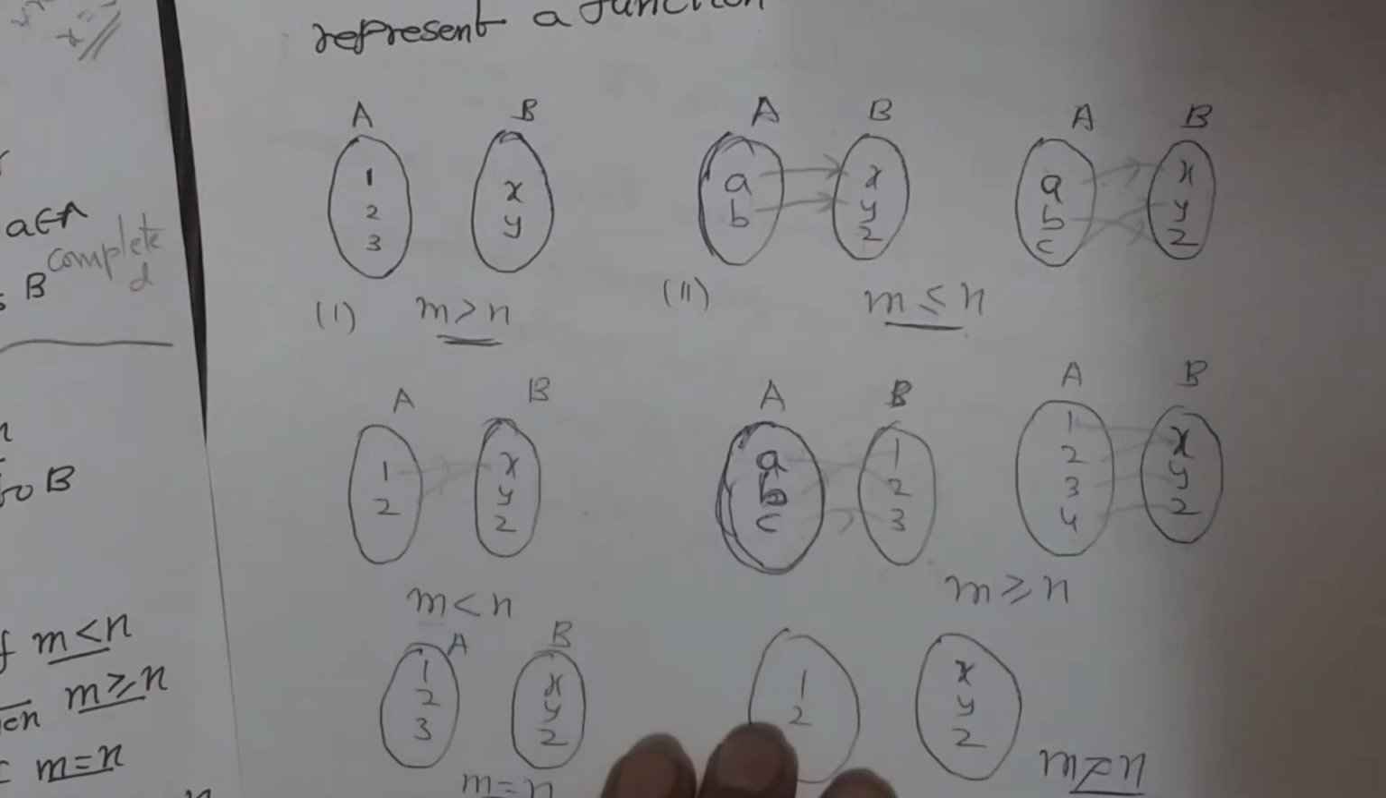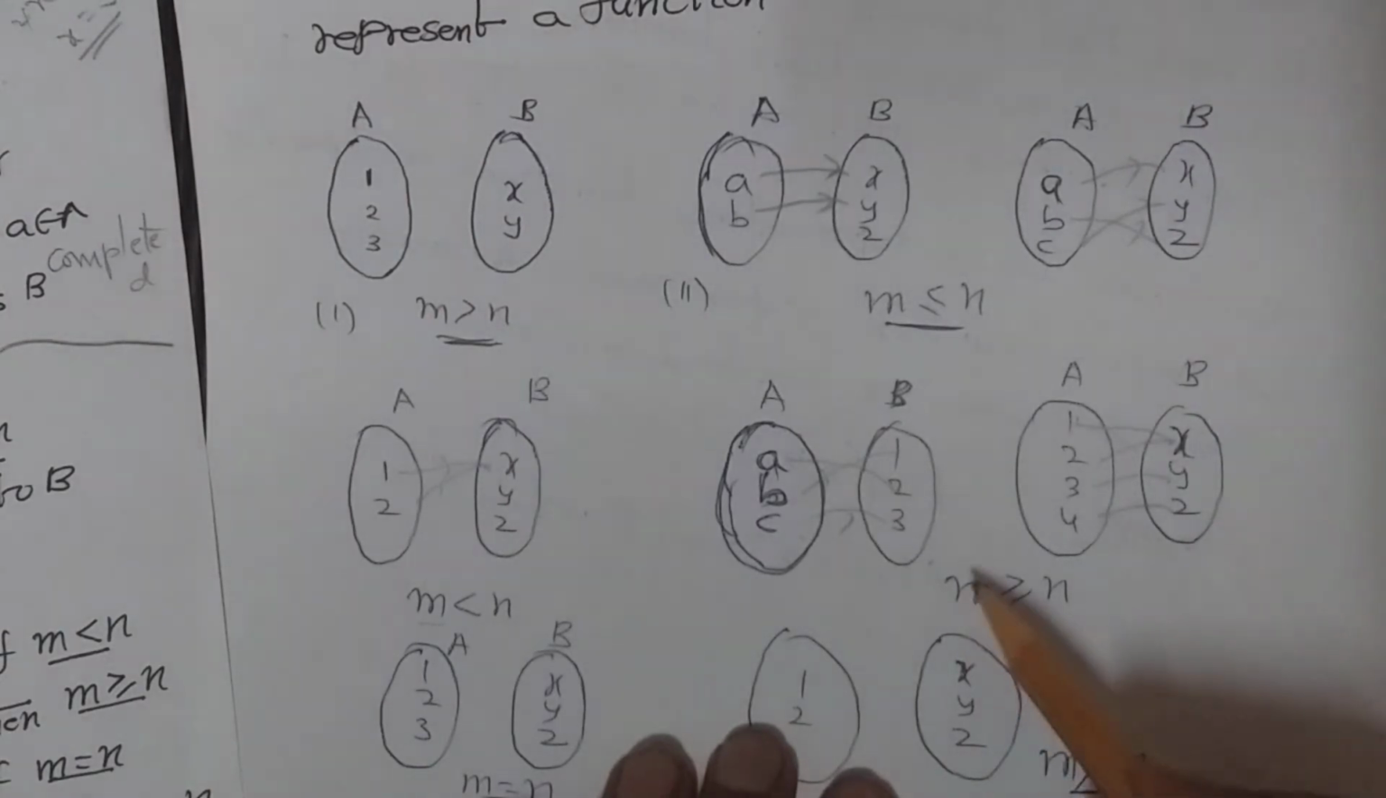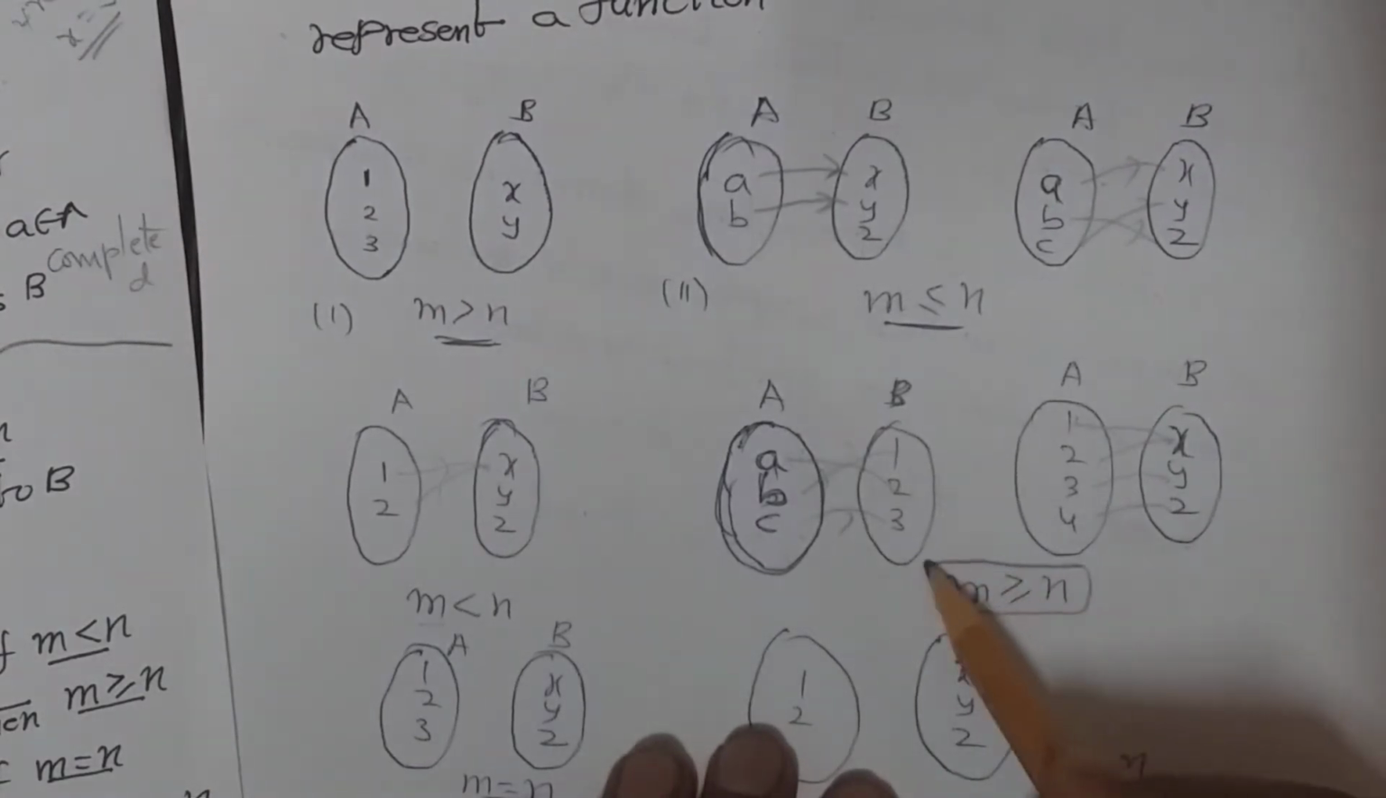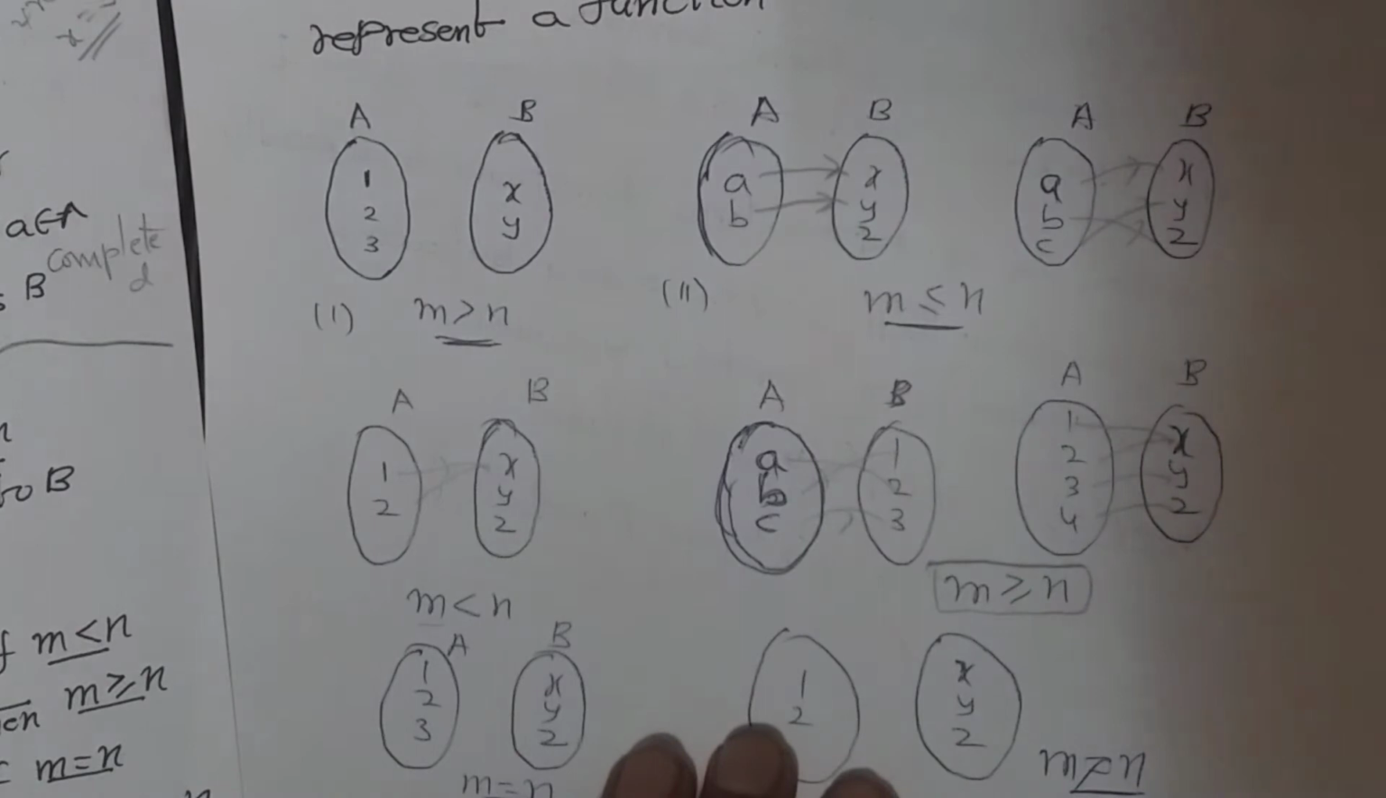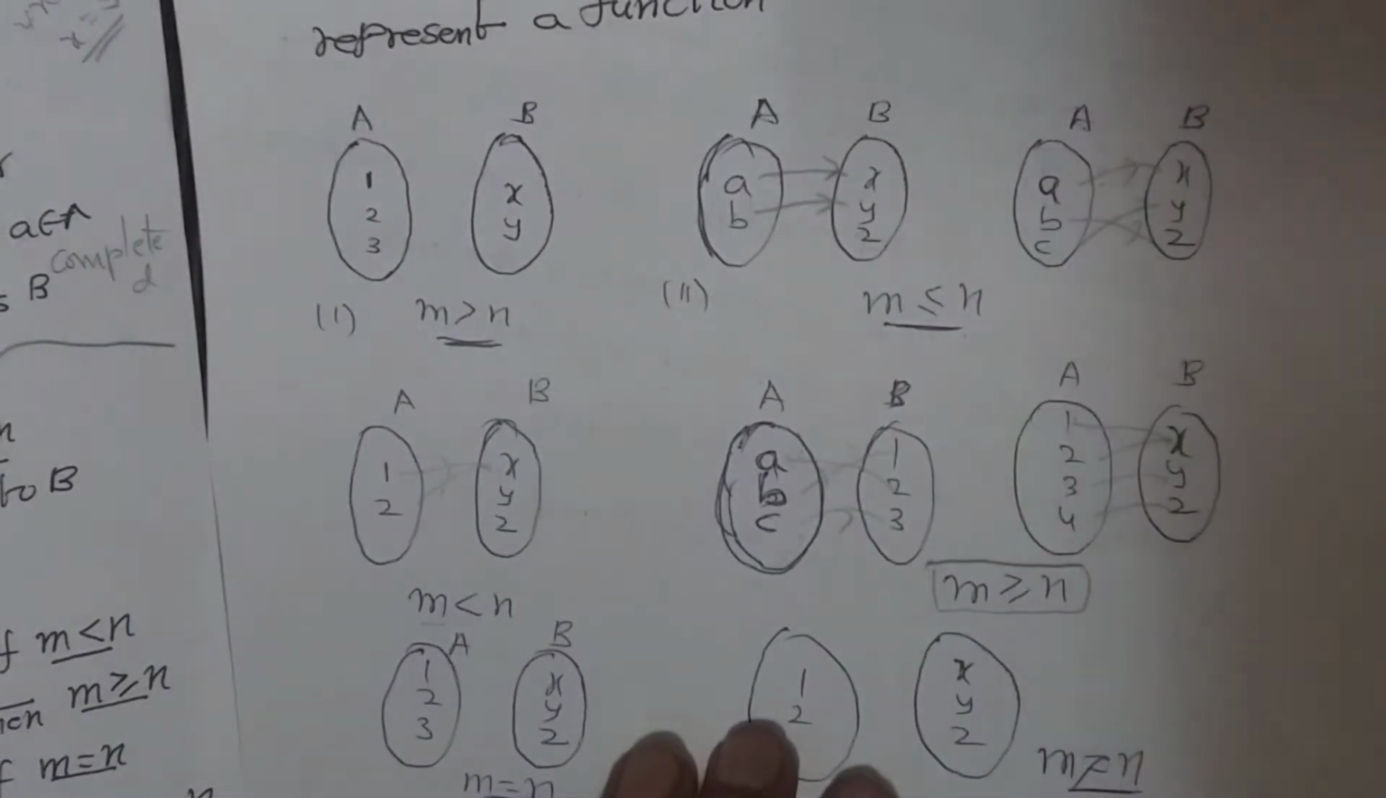It's an onto function. Many criteria will come, and many examples you can frame. But the condition is m should be greater than or equal to n. That is the main condition. Then it becomes an onto function from A to B. But m less than n means it is not possible. That's what we saw in the previous case.